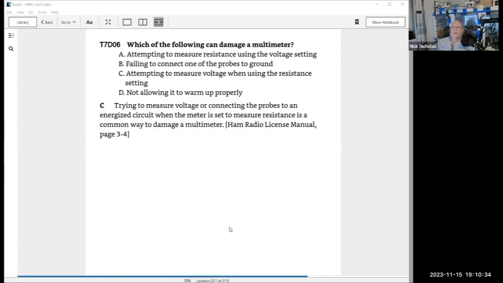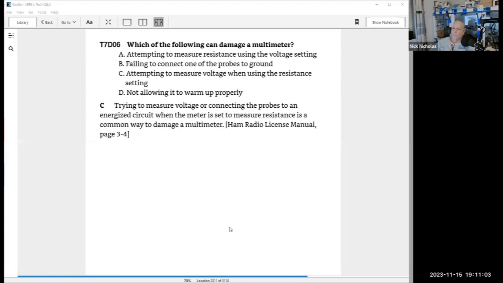T7D06, which of the following can damage a multimeter? And the answer is C. Attempting to measure voltage using the resistance setting. You can also damage them by trying to read too high of a voltage because it's greater than its range, or too high of a current because it's greater than its range.